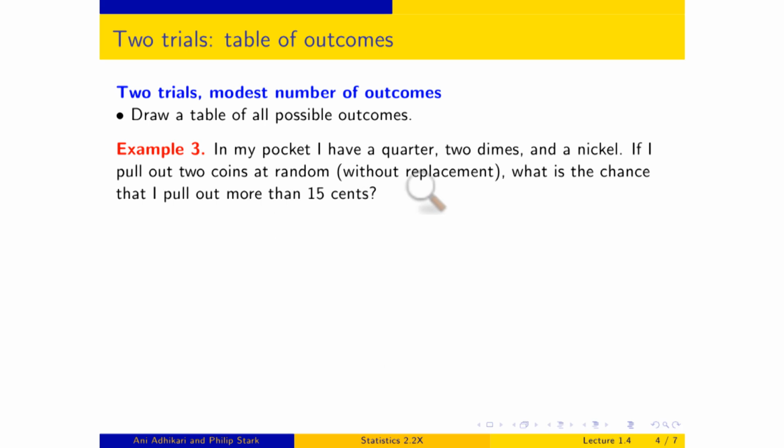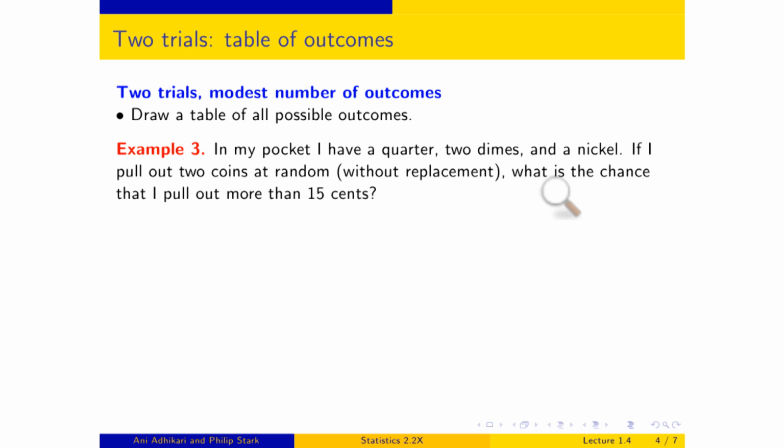So in my pocket I have a quarter. All right, all you non-Americans out there, these are coins. A quarter is 25 cents, a dime is 10 cents, a nickel is 5 cents. So I have a 25, 2 10s, and a 5. I'm going to pull out 2 coins at random, in the way you stick your hands into your pocket and pull out a coin, and clearly that is without replacement. And the question I'm asking is, what is the chance that I pull out more than 15 cents? I'm going to stick my hands in and take 2 coins out.